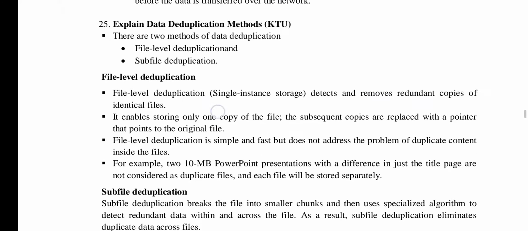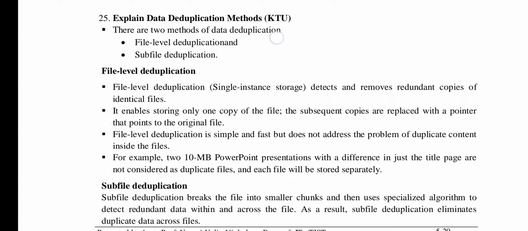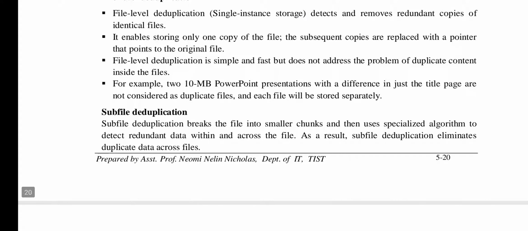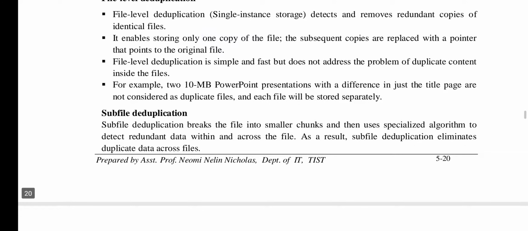Next, explain data deduplication methods. So this is again a KTU question. So two methods. First, file level deduplication. In file level deduplication, it detects and removes redundant copies of identical files. So it stores only one copy of the same file.